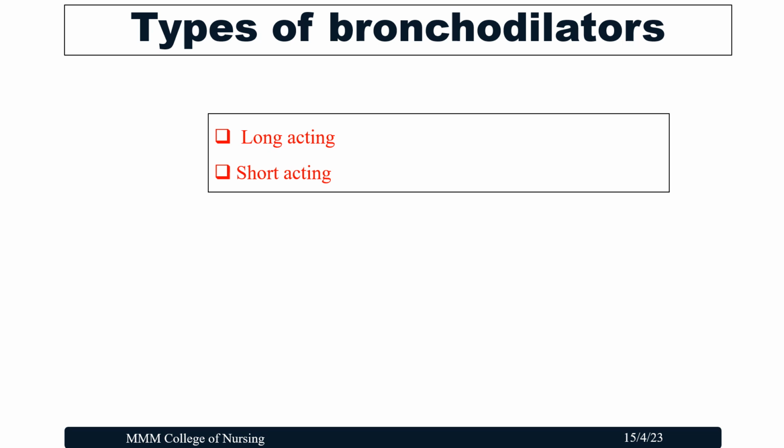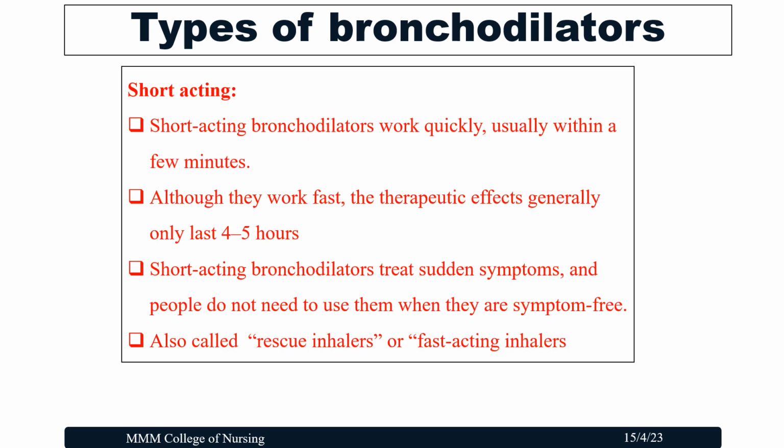Types of bronchodilators. There are two types of bronchodilators. One is long-acting bronchodilators, which act for a long time, and the other is short-acting, which are very rapid-acting bronchodilators. First we'll see short-acting bronchodilators. What are short-acting bronchodilators?